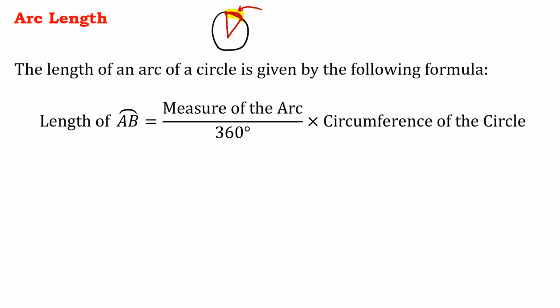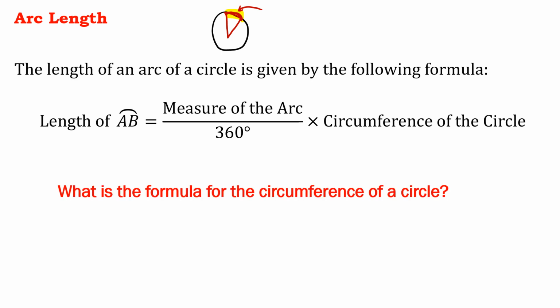All right, so the length of an arc of a circle is given by this formula. So the length of the arc, or the pizza crust, is equal to the measure of the arc over 360. So what portion of the whole circle is it taking up? So the measure of the arc over 360 times the circumference of the circle. Now, I want you to dust off the cobwebs. Look back in your mind. See if you can remember the formula for the circumference of a circle. What is the formula for the circumference of a circle?